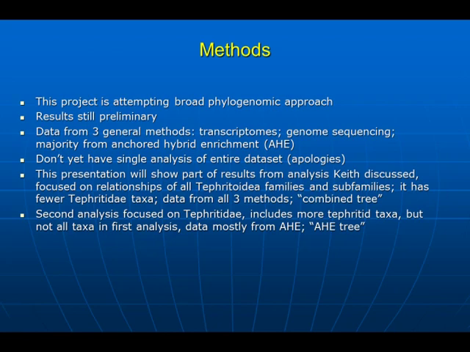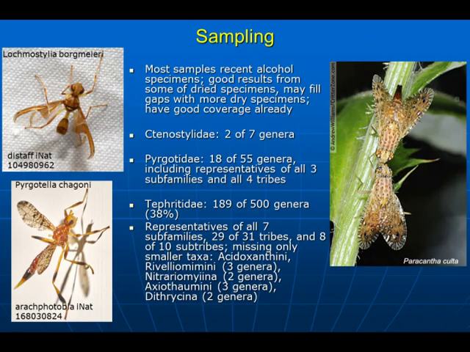So this presentation will show part of the tree that Keith was showing, as it's got data from all three of the methods, so I'm just going to call that the combined tree. And then the second analysis was more focused on Tephritidae, includes more Tephritidae taxa, but not all the ones that were in the combined analysis. And I'm just going to call that the AHE tree for simplicity.